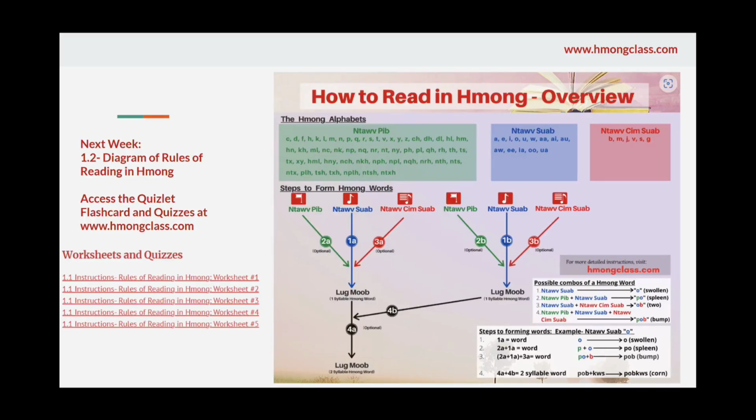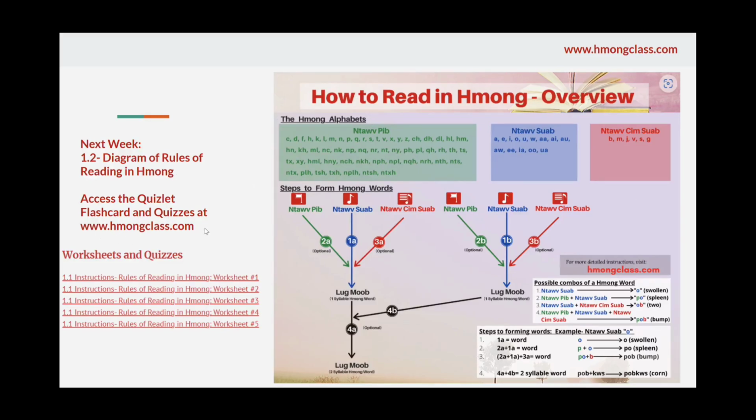I think that the Hmong Bible is some of the most accurately translated Hmong literature, so we will use that. It has the least amount of errors in the writing and typos, and so we're going to use that as our main reading source, other than some basic sentences that I will be typing for you. Some other things you can do: next week, we will be talking more about this diagram.